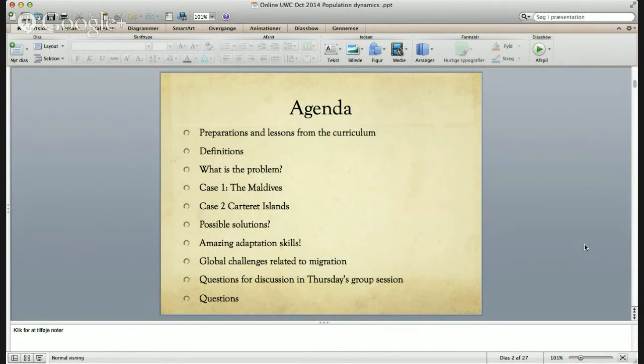Then we'll briefly talk about possible solutions, but you'll also be asked to come up with some possible solutions in the class on Thursday. We'll briefly talk about amazing adaptation skills, then the global challenges related to migration, two questions that you're expected to discuss in your Thursday group sessions, and then we have time for questions, and I expect that there'll be about 20 minutes for questions, and I hope that that'll be enough.